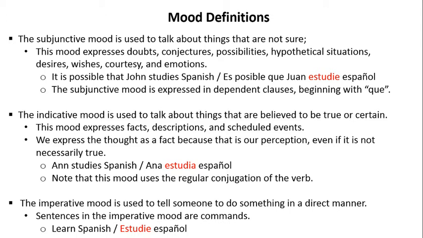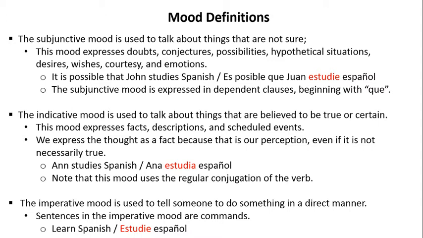Let's speak to mood definitions first. The subjunctive mood is used to talk about things that are not sure. This mood expresses doubts, conjectures, possibilities, hypothetical situations, desires, wishes, courtesy, and emotions. It is possible that John studies Spanish. Es posible que Juan estudie español. The subjunctive mood is expressed in dependent clauses, beginning with que.